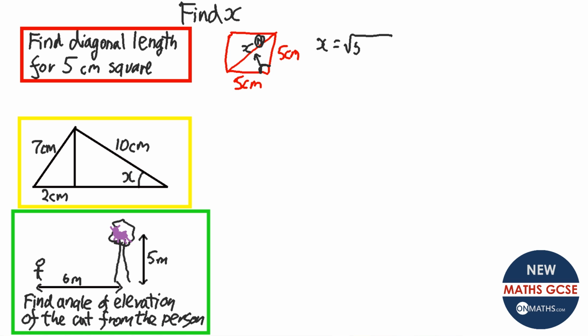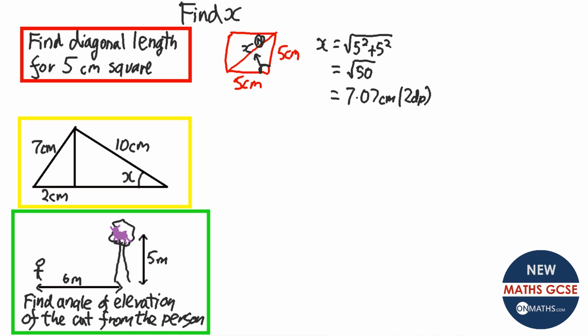So we're going to do 5 squared plus 5 squared, and then we'll square root it. So that is the square root of 25 plus 25, which is 50. And the square root of 50 on the calculator is 7.07 centimetres to 2 decimal places.